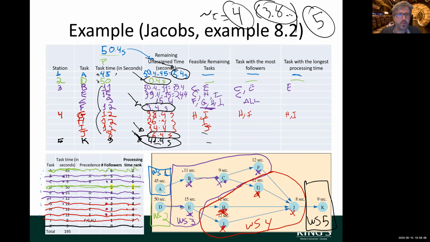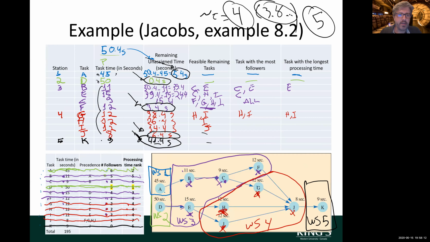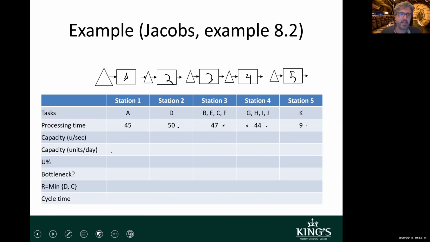Sorry. Now 12 plus 12 plus 12 plus 8, that is 44. And then lastly, 9 seconds over here, 9 seconds over there. So I can think of that in terms of a capacity. Remember that capacity is 1 over P, 1 over processing time. So a capacity in units per second would be very weird.